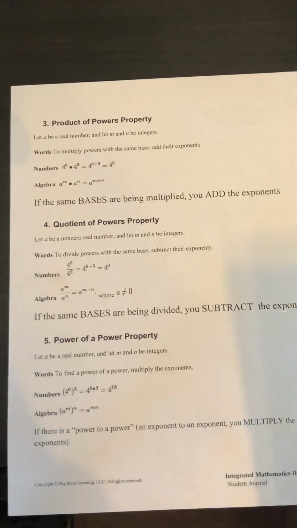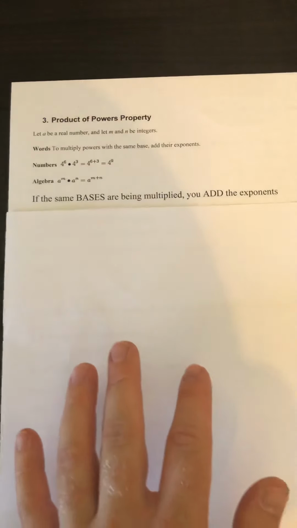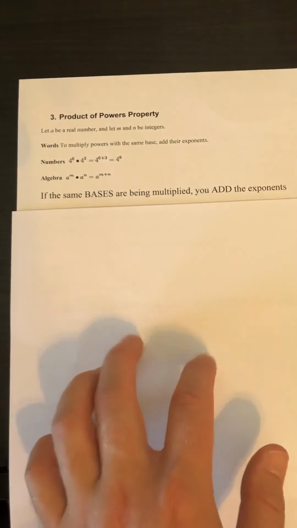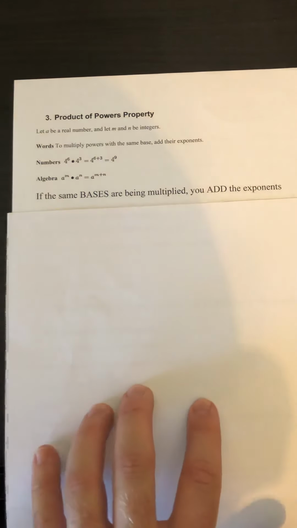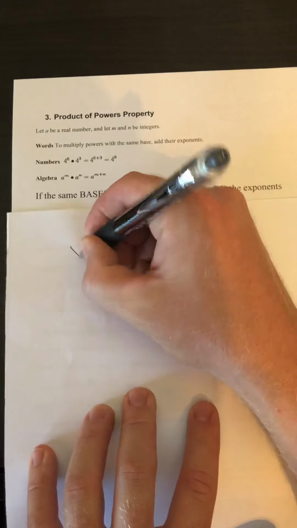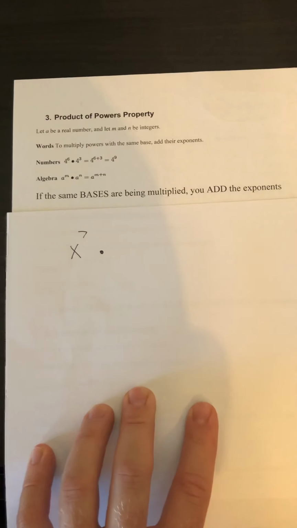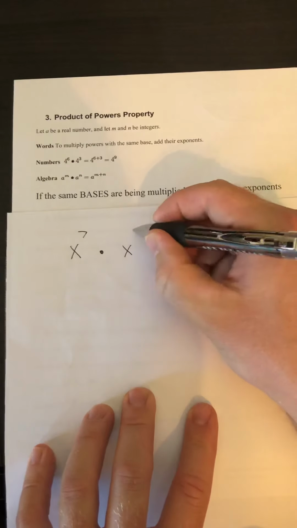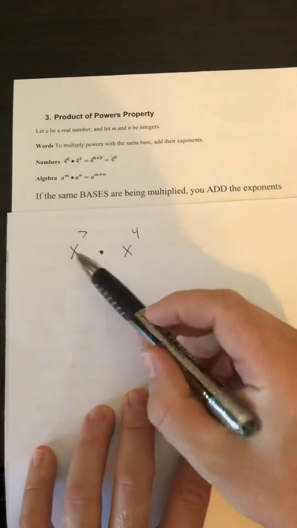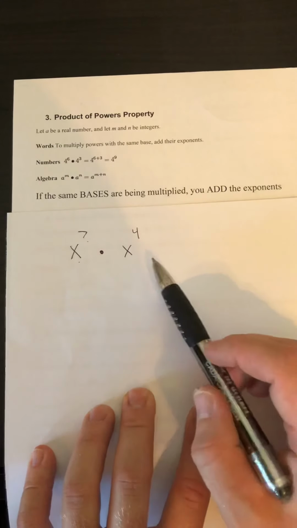This is the product of powers. So if you have the same bases that are being multiplied, you add the exponents. So that's basically the third rule in a nutshell. If you have the same bases, so let's just say x to the 7th power times, and that's what that little dot means, x to the 4th power. So I have x to the 7th times x to the 4th.